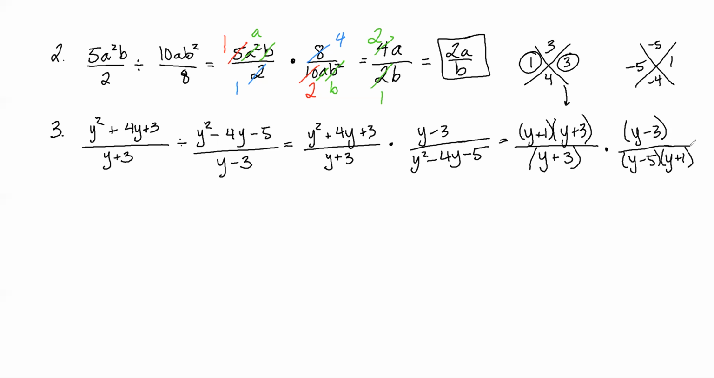And now try to see what you can cancel out. We can cancel out a y plus 3, and we can cancel out a y plus 1. So the only things we have left here are y minus 3 on top and y minus 5 on the bottom. Again, if you want to put these in parentheses, go for it, or you can leave it just like this. Just know that you can't cancel out these y's because of this subtraction.